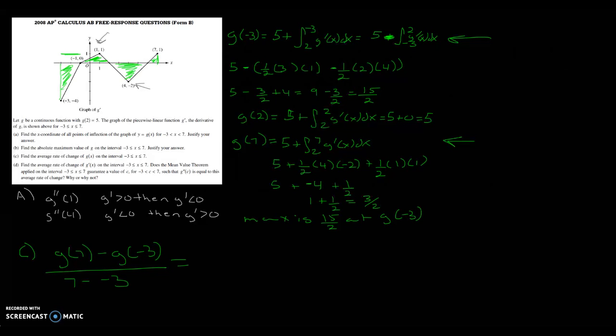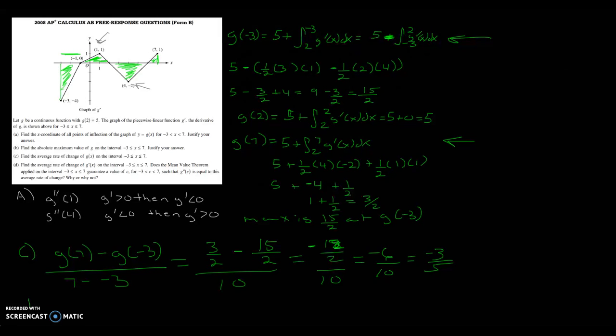So g of 7 was 3/2 minus g of -3 was 15/2, all over 10, which is 12/2, -12/2, which is -6 over 10, which is -3/5. Okay, so we just answered part C.